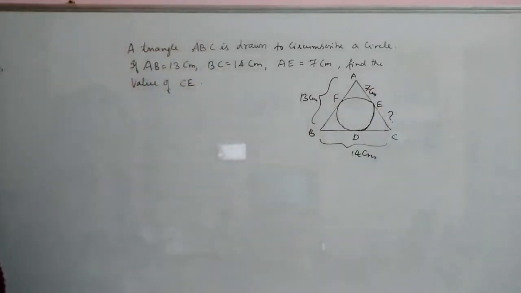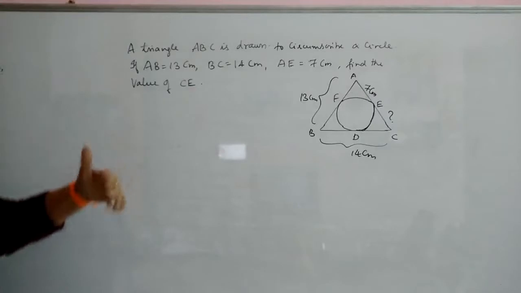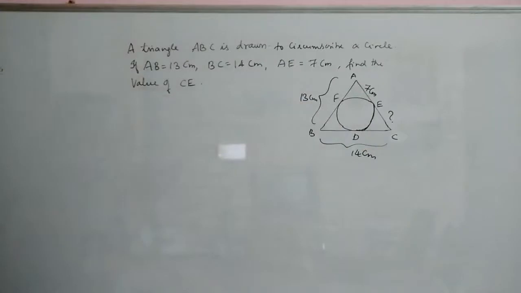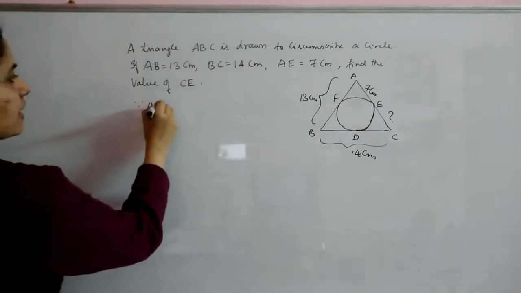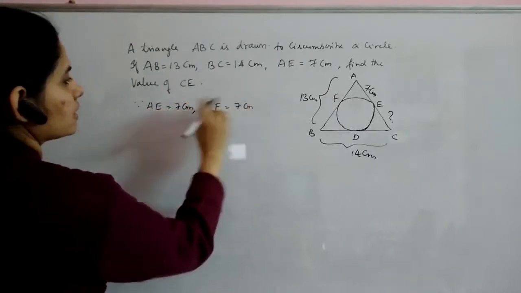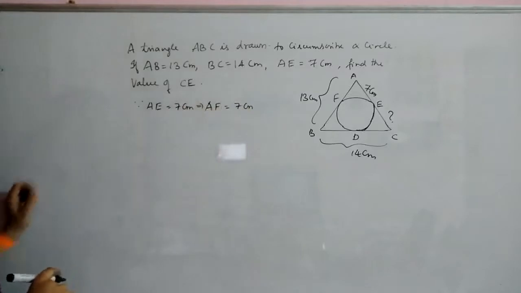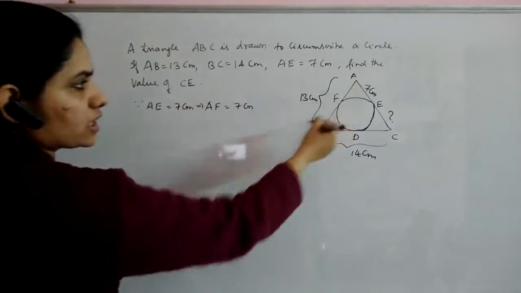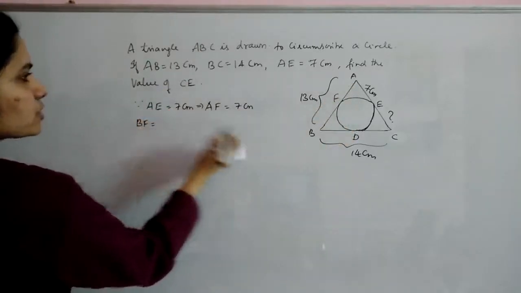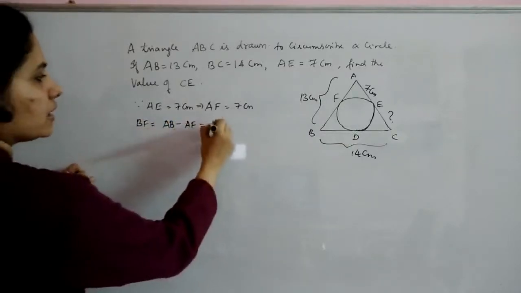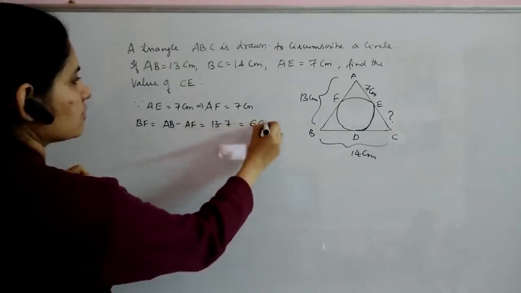So what concept can we use here? From an external point, the lengths of the tangents are equal in length. Since AE is equal to 7 centimeter, AF is also equal to 7 centimeter, right? Because A is an external point to the circle. Now, since AF is 7, you will get from this what is BF. BF is equal to AB minus AF. It will be 13 minus 7. So you are getting 6 centimeter for this BF.